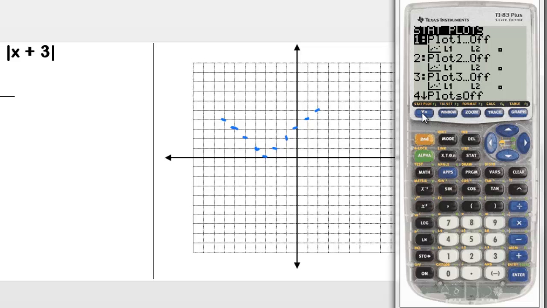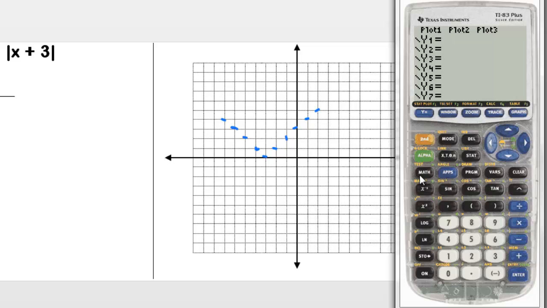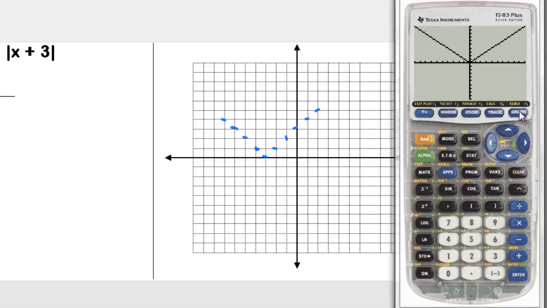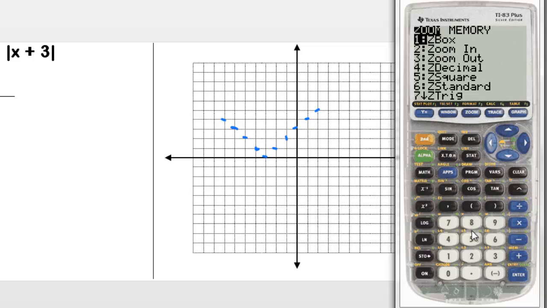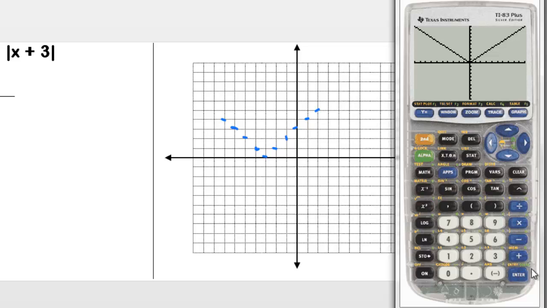And then we click on the y equals button, and absolute value is located under math and over to number. And number 1 is absolute value, so if you press enter, we want to show initially the absolute value of x, so we grab our X,T,theta,n button, close our parentheses, and press enter. And then it's a good idea to hit graph. If you don't get a graph that looks quite right, you can do a zoom standard, which is 6. And you're seeing something similar to what we saw in the very first example.